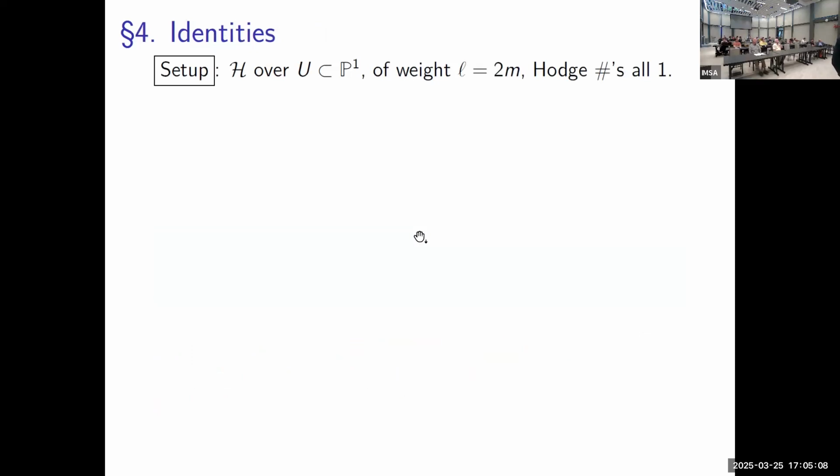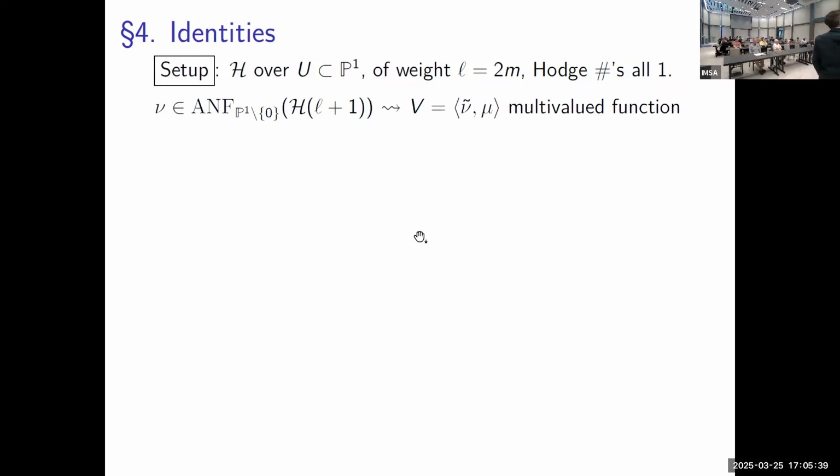So I want to explain where the identities in the beginning came from. Start with a variation over a Zariski open in P1, which we take to be, as usual, of weight L. Here L needs to be even. Think of a family of 4-folds or 8-folds or something like that. And the Hodge numbers should all be 1. So the 4th or 8th cohomology respectively doesn't have to have Hodge numbers all 1, but there should be some subvariation that does. And now I take an admissible normal function on U, really, but with no singularities away from 0.